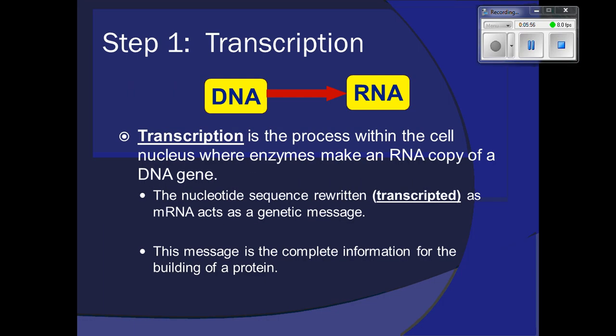Transcription is the process of making messenger RNA out of DNA. Again, within the cell, the enzymes make an RNA copy. We're looking at enzymes like helicase and polymerase that are going to unzip the DNA and then put the nucleotides in the right order. And this nucleotide sequence, rewritten as messenger RNA, acts as, again, the messenger. It is taking the message from the DNA to the ribosomes to put together our protein, but it's not complete information for building the protein.